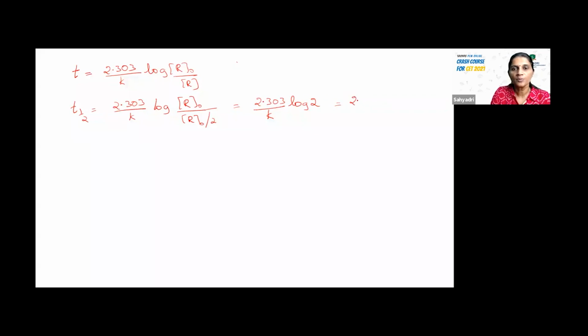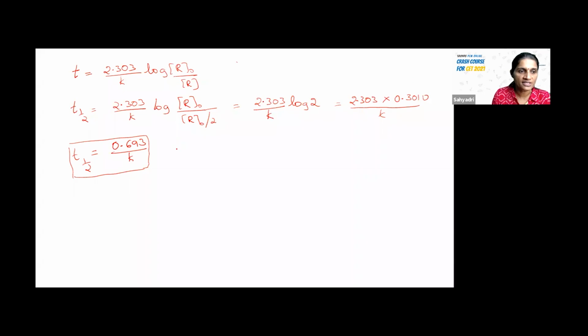Okay, so 2.303 into 0.3010, log 2, divided by k. This is another expression. 2.303 into 0.3010, of course, you remember this value as 0.693, correct? So you get 0.693 divided by k. You get that. Right.